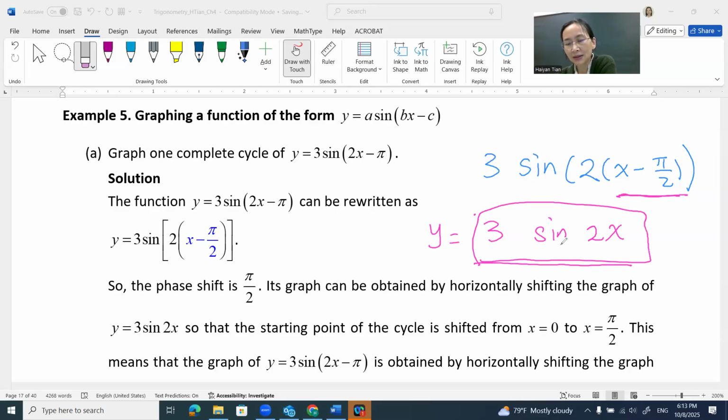And then after we get this function, we do a horizontal shift of half of pi units to the right. Then we will be able to get the blue function. So in order to get a graph of one period of this function, we can graph one period of the function in pink, and then do a horizontal shift of half of pi units.